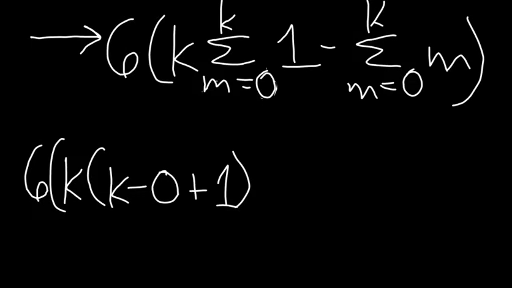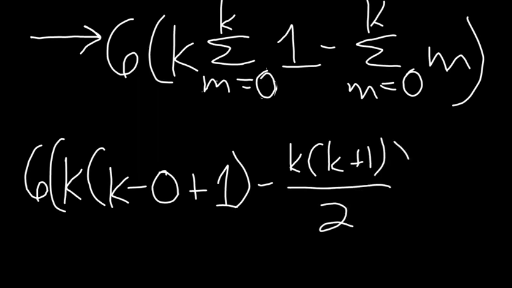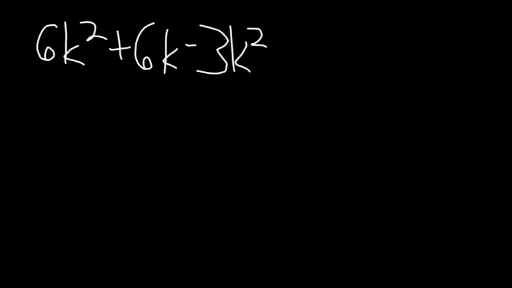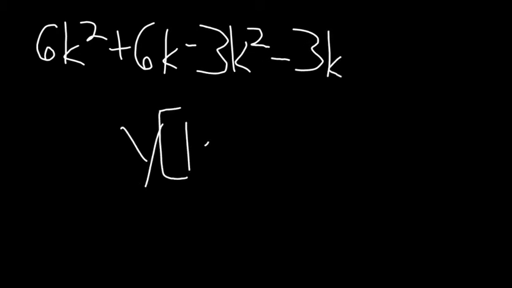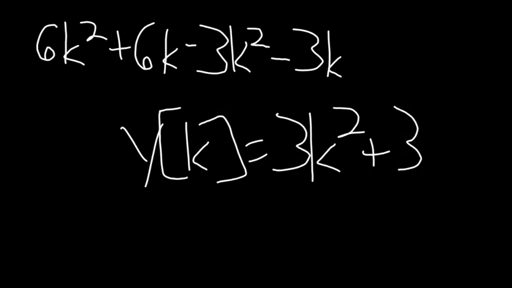The summation of m turns into our upper bound k times our upper bound plus 1, so k plus 1, all of that divided by 2. When we factor all of that out, we get 6k squared plus 6k minus 3k squared minus 3k. And so that's going to be y of k equals 3k squared plus 3k.